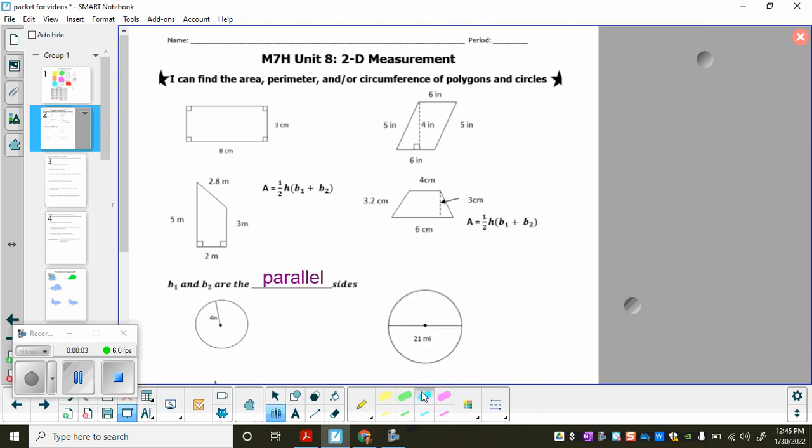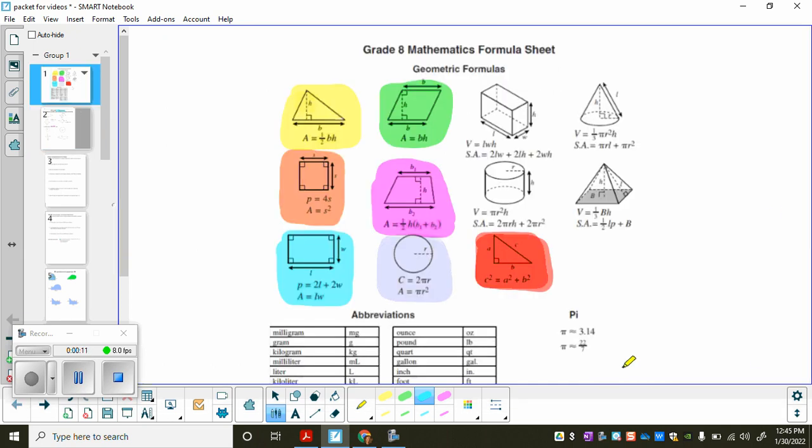Hey there, welcome to the intro video where we're looking at two-dimensional measurements. And you should have a formula sheet for this unit. This is the formula sheet that you are actually going to have access to on the SOL. And when we're talking about the two-dimensional stuff, it's the stuff that I have highlighted here. We're going to be looking at the two-dimensional polygons and then circles as well.